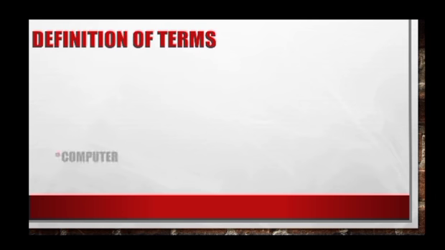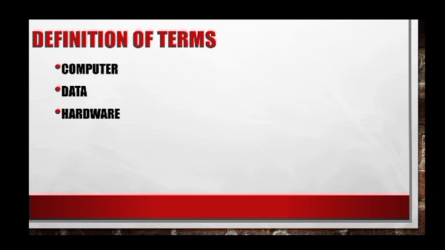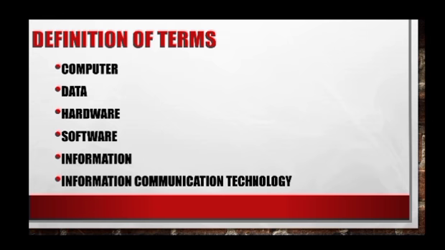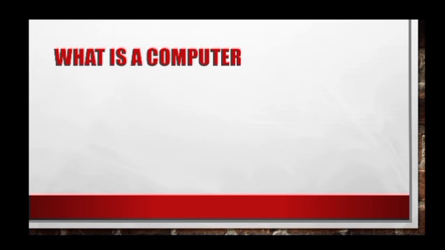We'll begin by defining some terms. So let's check the terms we are going to define. Which are the terms we are going to define? We are going to look at what is a computer, what is data, hardware, software, information communication technology, and information system. So let's begin and see what we will define.